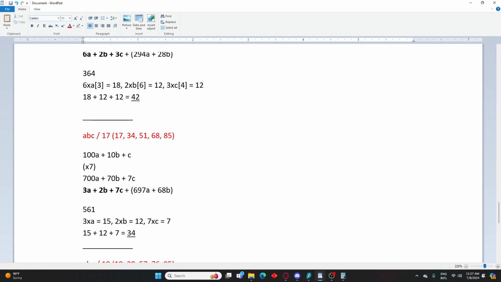So that gives us 697a plus 68b. Both of these numbers are divisible by 17, so as long as these numbers are divisible by 17, you're good to go.